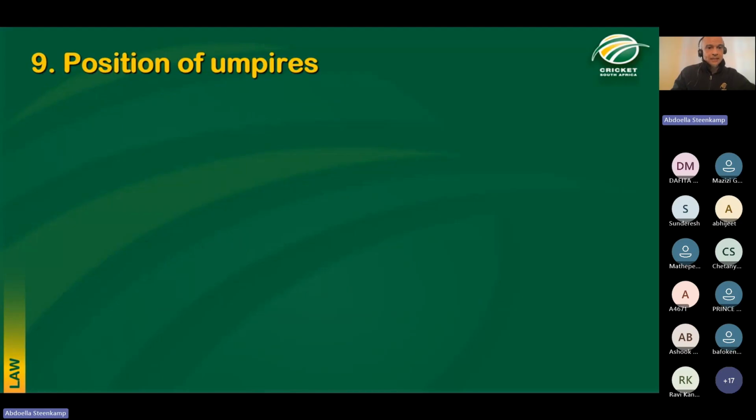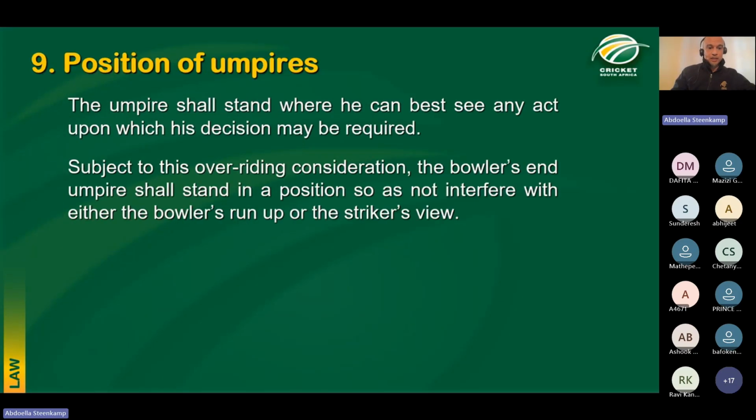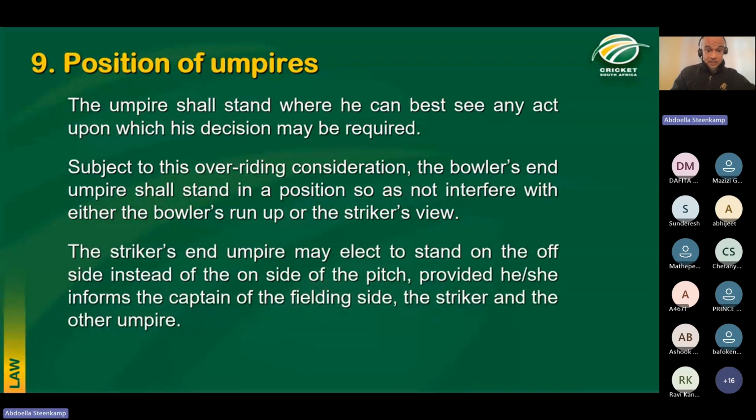Where do the umpires stand? When it comes to the bowler's end umpire, the law just guides us, telling us the bowler's end umpire needs to stand in a position not to interfere with the bowler's run-up or with the striker's view. That's all. It doesn't say you need to stand a meter, a meter and a half, 2, 3 meters behind the stumps. But when it comes to the striker's end umpire, here the law is specific.